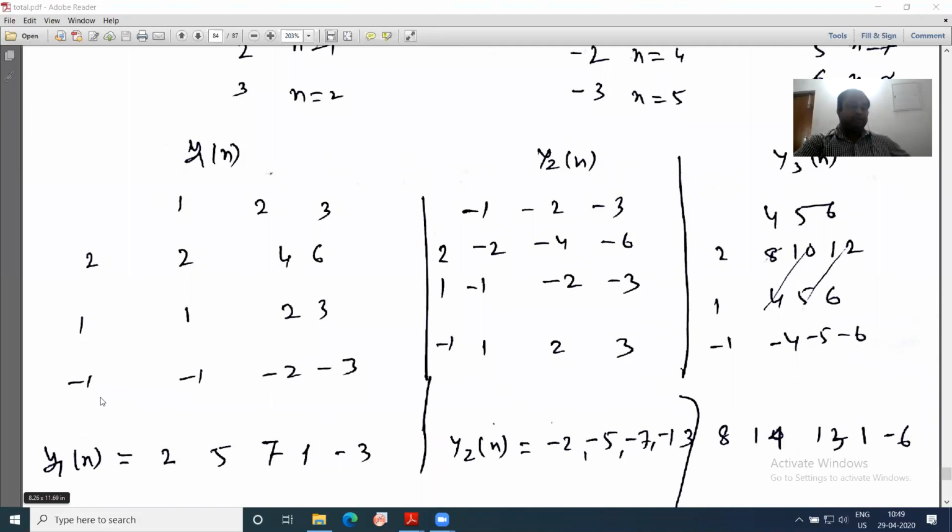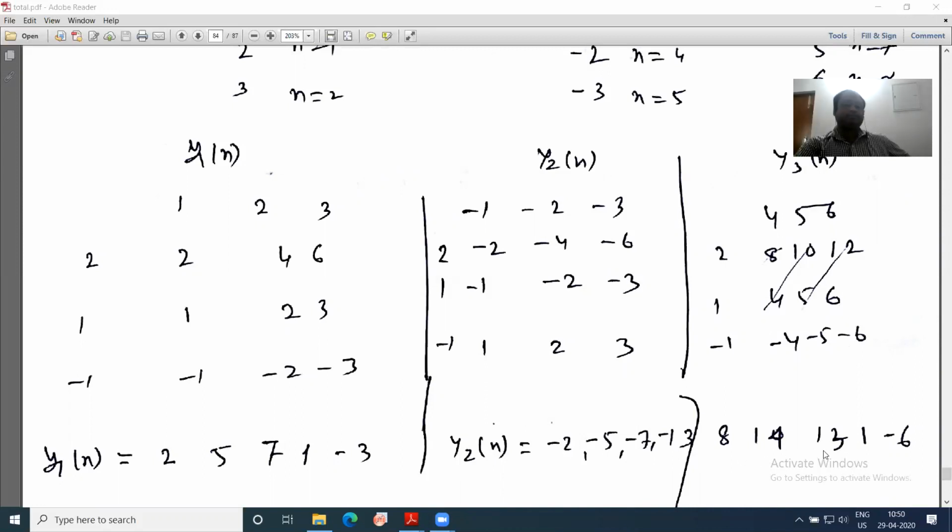Now, if you want to write y1 of n equal to 2, 5, then this will be 7, this will be 1, this is minus 3. Now y2 of n again minus 2, then minus 5, then this is minus 7, so 6 minus 2 minus 8 plus 1 minus 7, then it is minus 1, then it is 3, minus 1 comma 3. Now here it is 8, this is your 40, this is your 12 plus 5 minus 4, that is 13, 6 minus 5 is 1, this is minus 6. This will be your y1 of n, this is y2 of n, this is y3 of n.